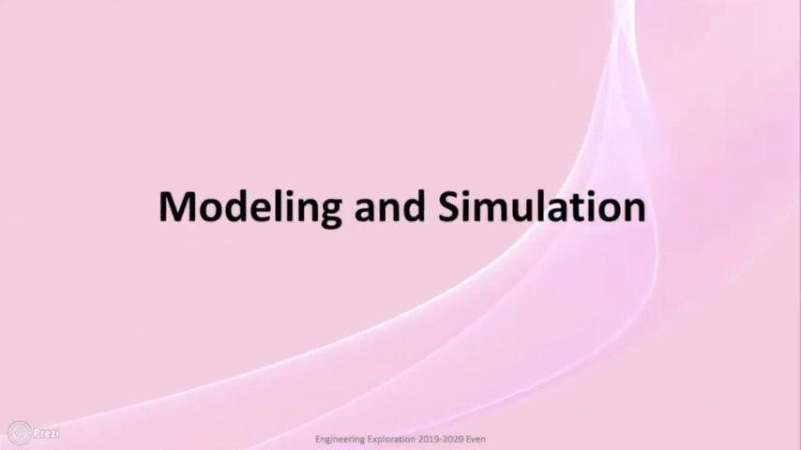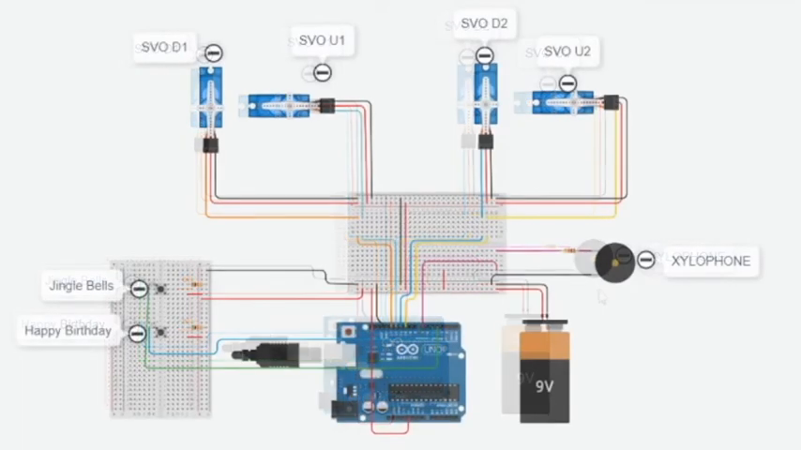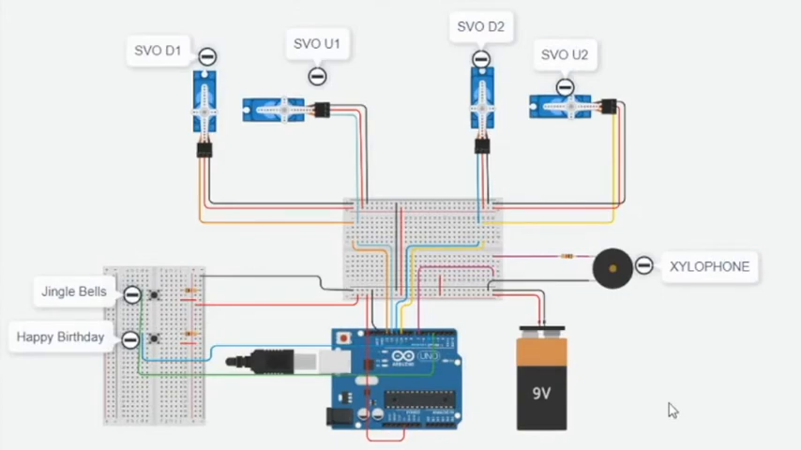Now, let's move on to the simulation part. This is the circuit of our xylophone board. We have used Arduino Uno. These are two breadboards. We have used 4 servos, 2 bottom servos and 2 upper servos. We have used a 9-volt battery to supply the power for 4 servos and the buzzer. We have used a buzzer as a xylophone. These are the 2 buttons used to play Jingle Bells and the Happy Birthday tune. This is how our simulation works.